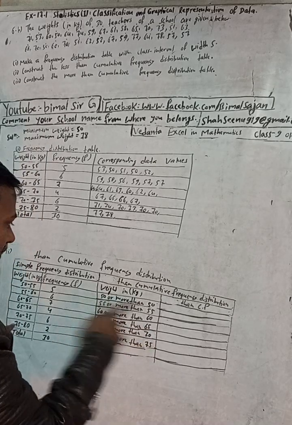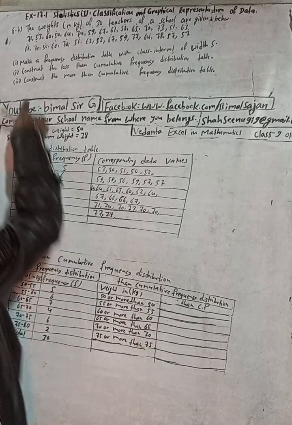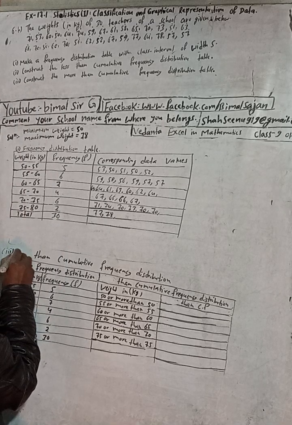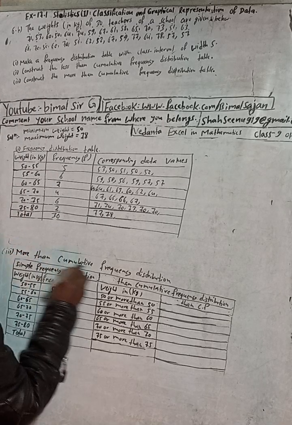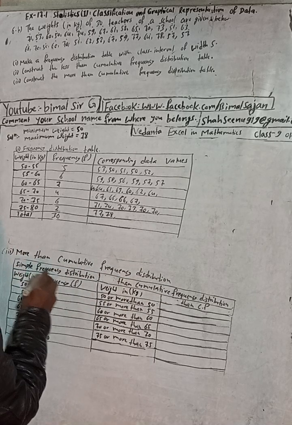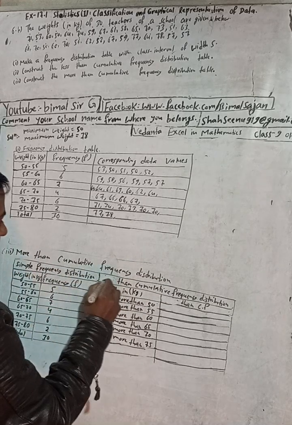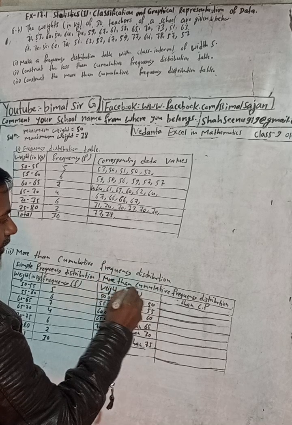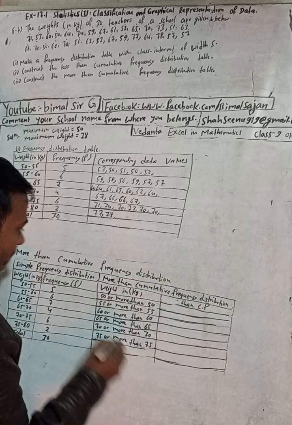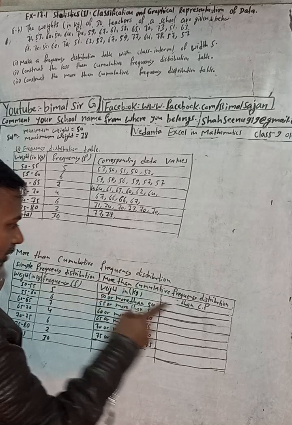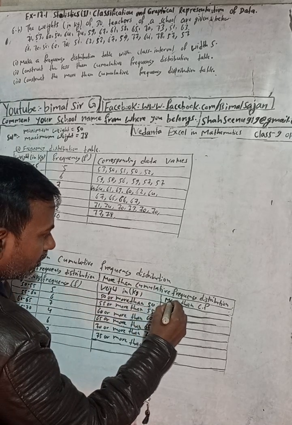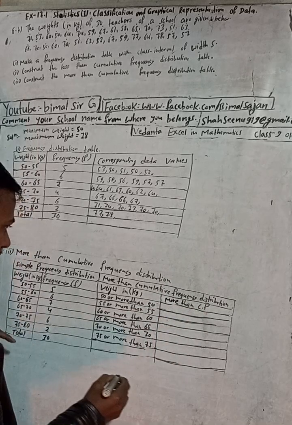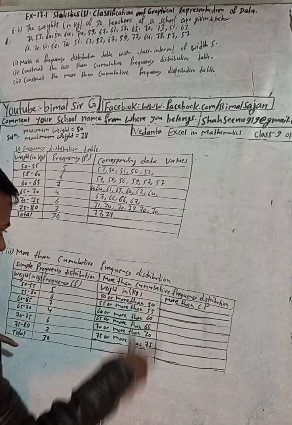Okay, this is the same. And just write here what these three numbers are. Okay, this is the third number. So write here three numbers: more than cumulative frequency distribution, simple frequency distribution, and write here again more than cumulative frequency distribution. The weight is the same, all is the same, and now again here more than cumulative frequency. Okay, so all is now complete.